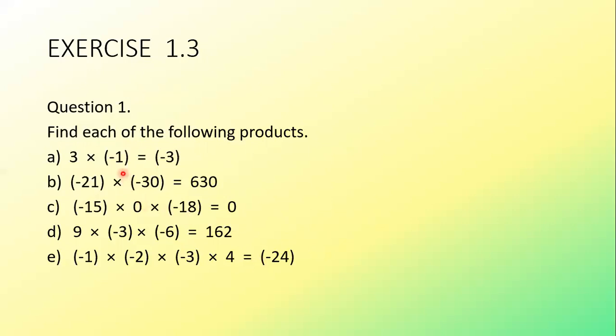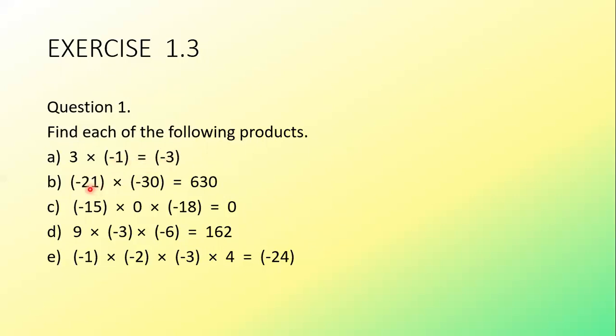And we will start solving the questions. Question 1, find each of the following products. 3 into minus 1. Multiplication is very simple. Do normal multiplication; only we have to be careful about the sign. What sign is to be given to the answer, that only. 3 ones are 3. Normal multiplication. And what sign is to be given? How many negative signs are there in the question? Only one integer is negative, right? So the answer will be negative.